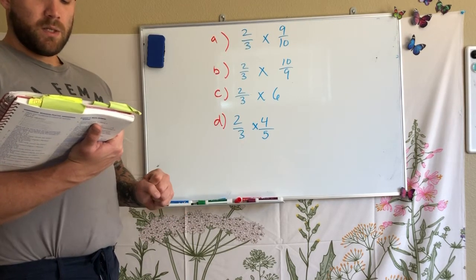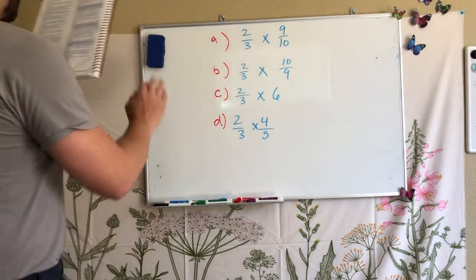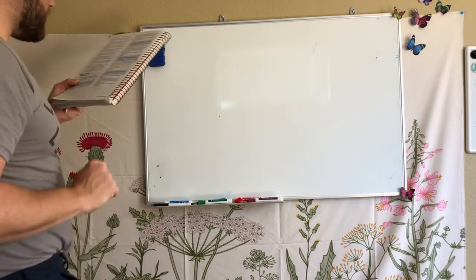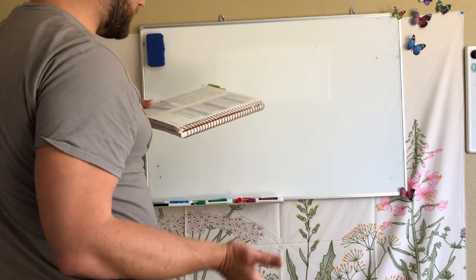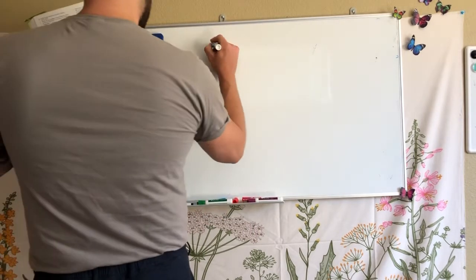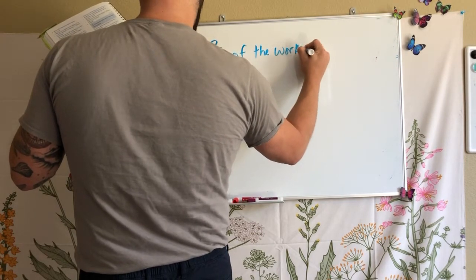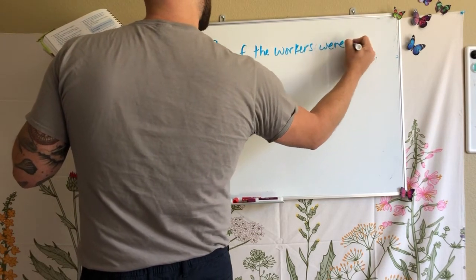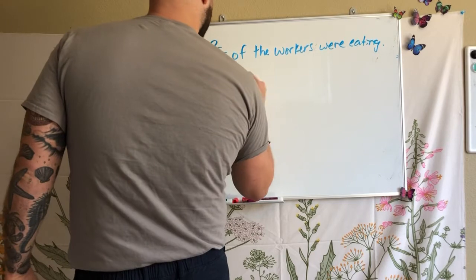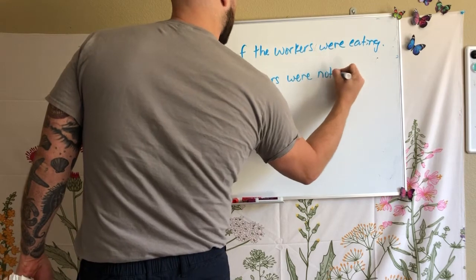All right. Let's switch gears into some sentence problems. We'll work with facts for different problems. Some facts tell about 2 names, some facts tell about 3 names. Just like we did in the lesson before, 2/7 of the workers were eating. 42 workers were not eating.